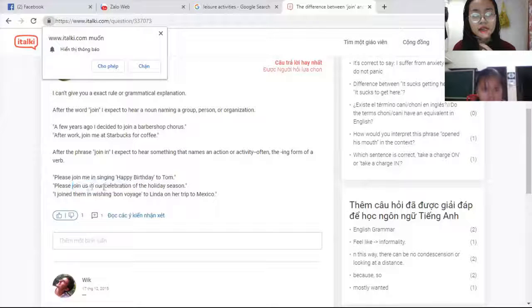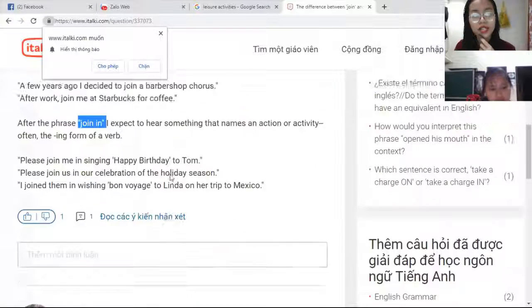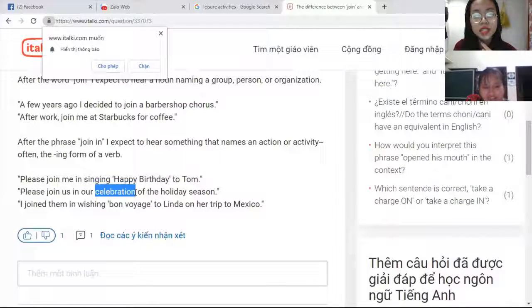Or "join us on our celebration." This means that there is a party and you want to go to this party. Is it okay? And then you need to use the word join. Can you understand? If you use the word join, this needs to be an activity.